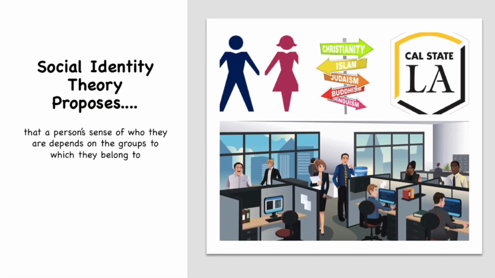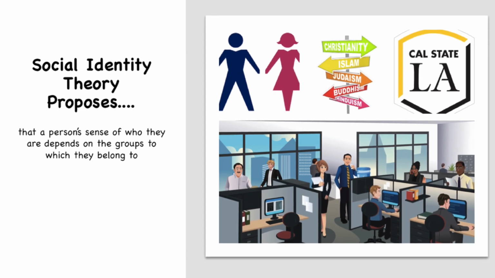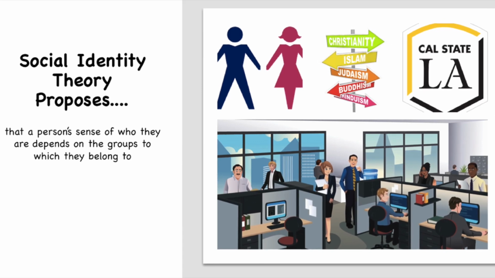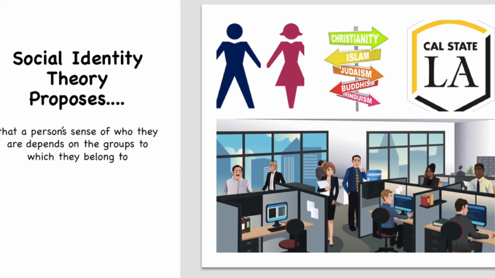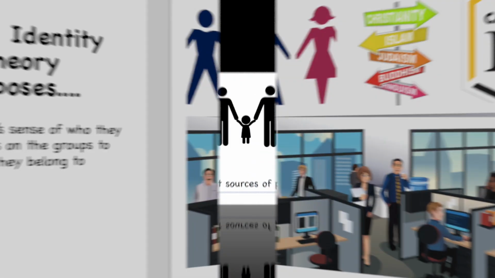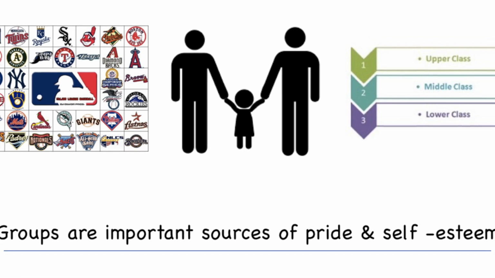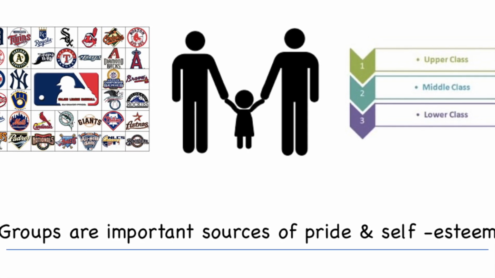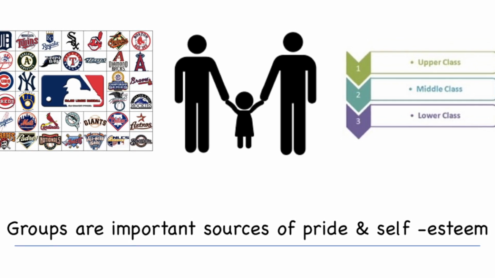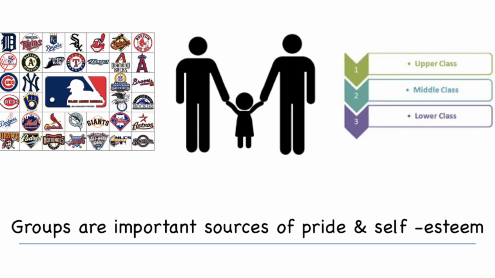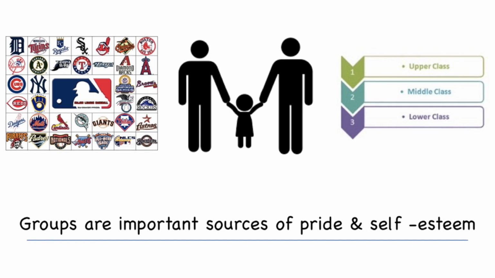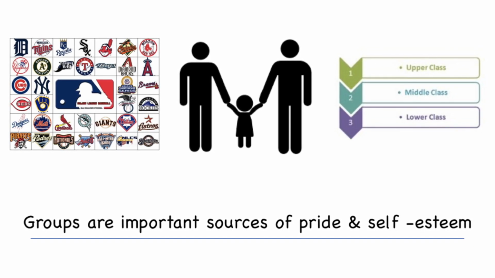Social identity theory proposes that a person's sense of who they are depends on the groups to which they belong. An individual does not just have a personal selfhood, but multiple selves and identities associated with their affiliated groups. Tajfel proposed that the groups which people belong to, for example, a baseball team fan club, family, or social class, were important sources of pride and self-esteem. In order to increase our self-image, we enhance the status of the group to which we belong.